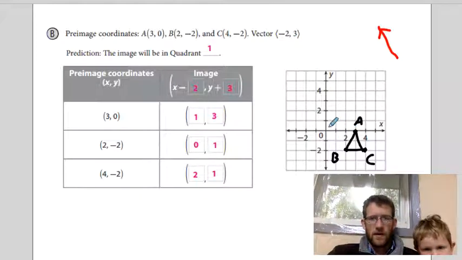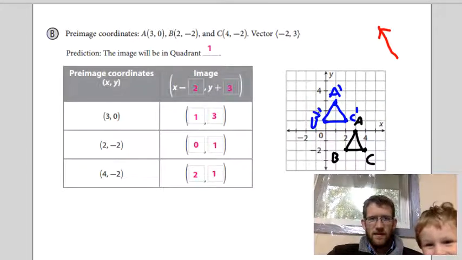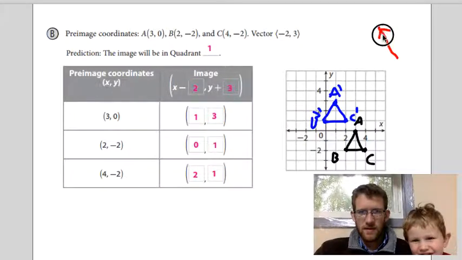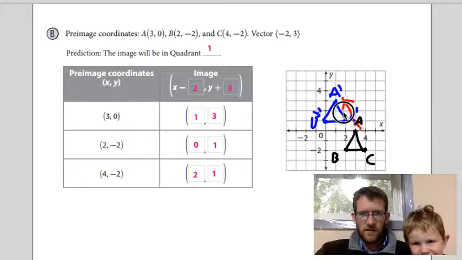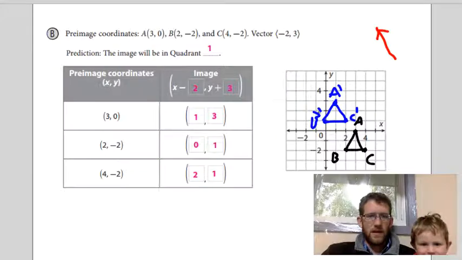So we're at 1, 3 right here, 0, 1 right there, and then 2, 1 right here. So this is A prime. This is B prime, and C prime. Do you see the triangles? Okay, and then we'll see if it matches our vector here. Hooray! A to A prime, B to B prime, and C to C prime all match that vector. So we're pretty sure we did that right.